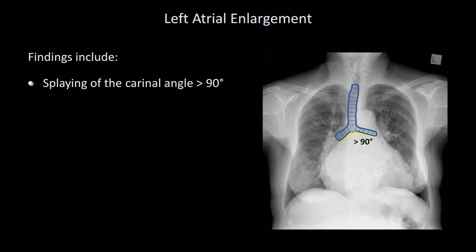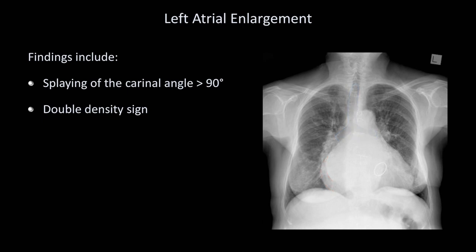The second finding is something called the double density sign. Usually, the right border of the left atrium is not visible in X-ray because it is contiguous with the right atrium and it lies right in the middle of the chest, where it usually gets obscured by a number of other structures. However, as the left atrium increases in size, it actually will stretch well across the midline and create a second shadow along the right heart border. This dark red line here is the right atrium. The pink line here is the left atrium.